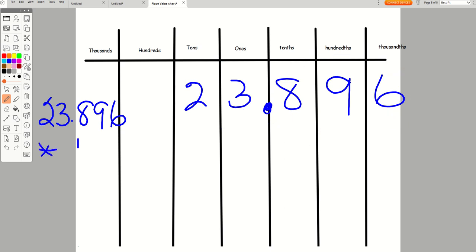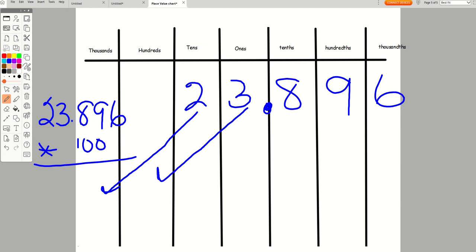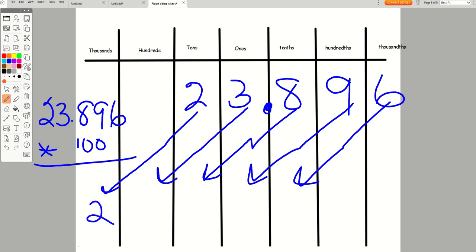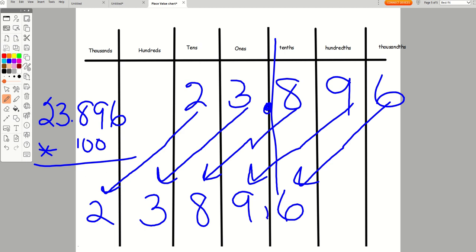I'm going to multiply that times 100. So it goes over times 10, times 100. Again, we're just going to rewrite those numbers just like they are. Bring my decimal down. So now I have 2,389 and 6 tenths. Sorry, 2,389 and 6 tenths.